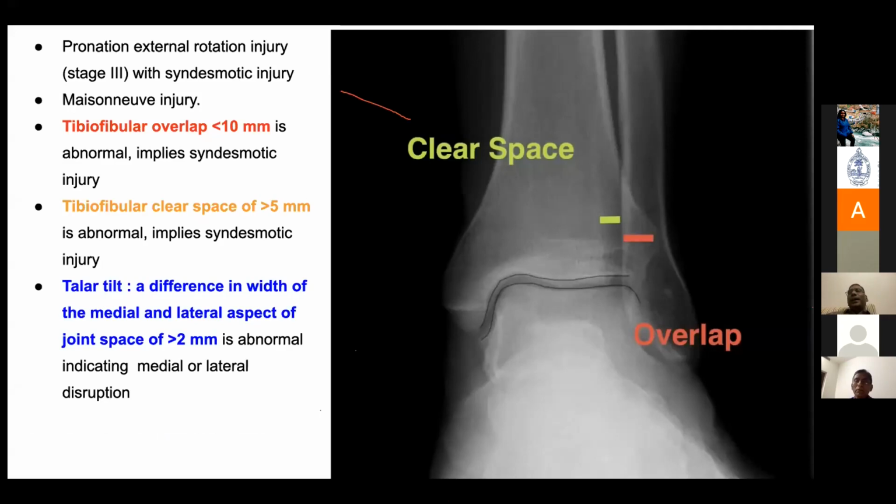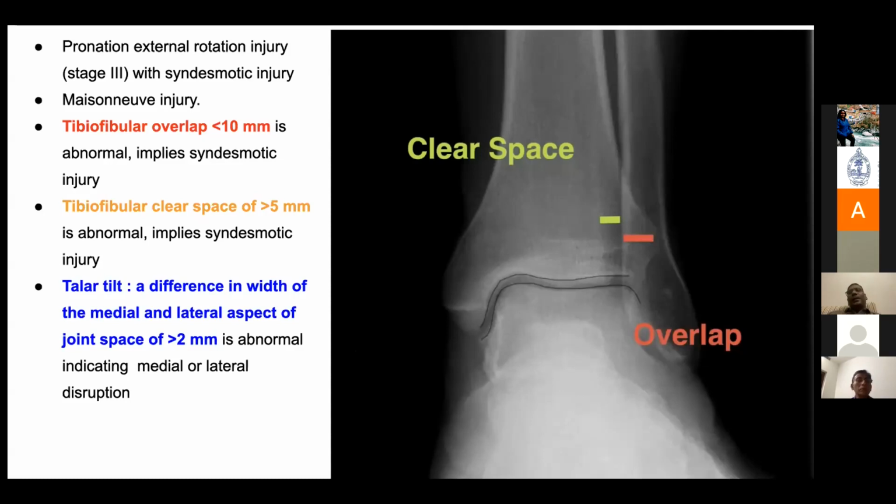So this is the ankle mortise view. It is given that the tibiofibular overlap is shown in the red line. If it is less than 10 millimeter, it's abnormal and implies a syndesmotic injury. And the clear space is given in green color. If it is more than 5 millimeter, it's abnormal, and that also implies a syndesmotic injury.